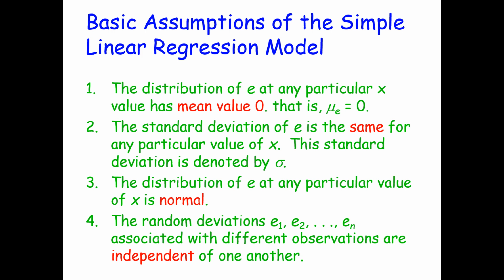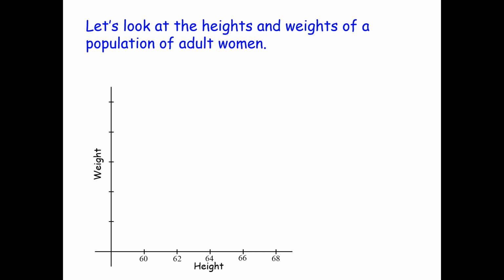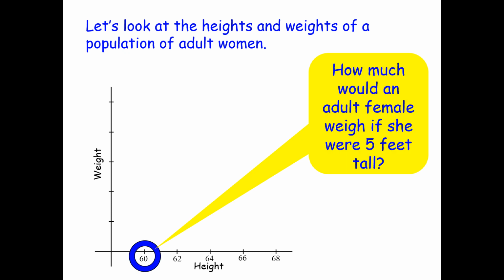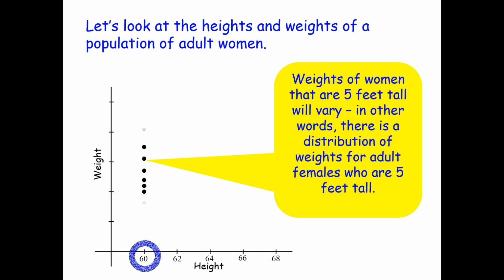So let's look at an example. We're going to look at the heights and weights of a population of adult women. Notice that on the horizontal axis we have heights, and on our vertical axis we have weight. How much would an adult female weigh if she were 5 feet tall? Height here is in inches. The weights of women that are 5 feet tall will vary. In other words, there is a distribution of weights for adult females who are 5 feet tall.